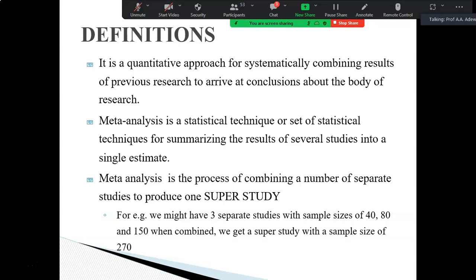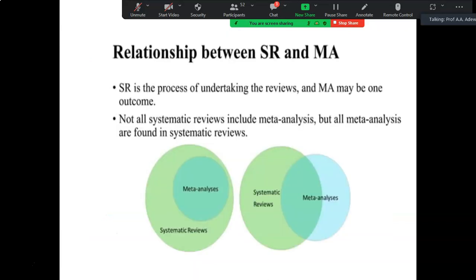So what is meta-analysis? It is a quantitative approach for systematically combining results of previous research to arrive at conclusions about the body of research. Meta-analysis is a statistical technique, or a set of statistical techniques, for summarizing the results of several studies into a single estimate. Meta-analysis is the process of combining a number of separate studies to produce one super study. For example, we might have 3 separate studies with sample sizes of 40, 80, and 150. When combined together, we get a super study with a sample size of 270.